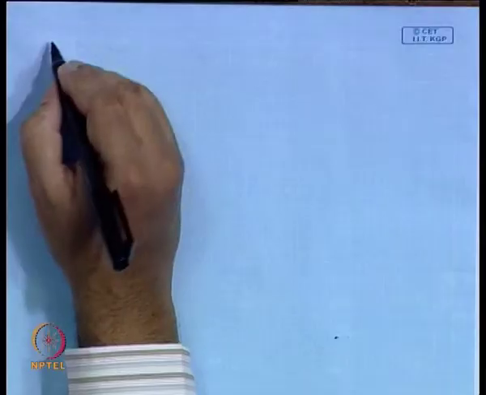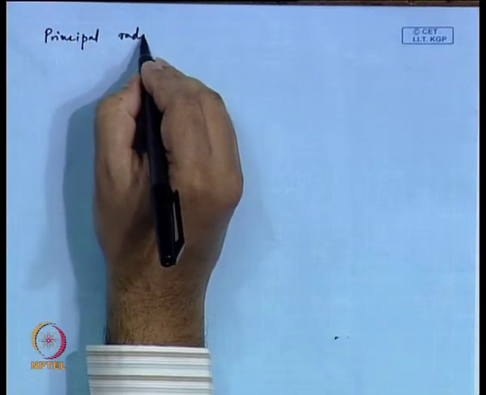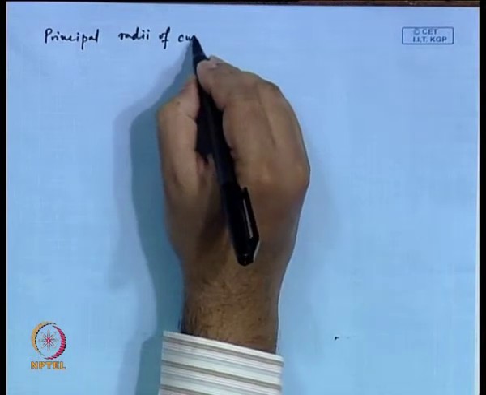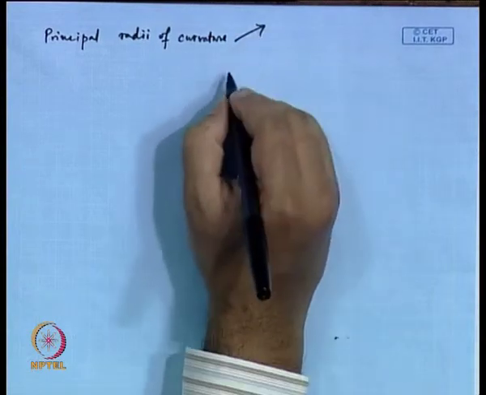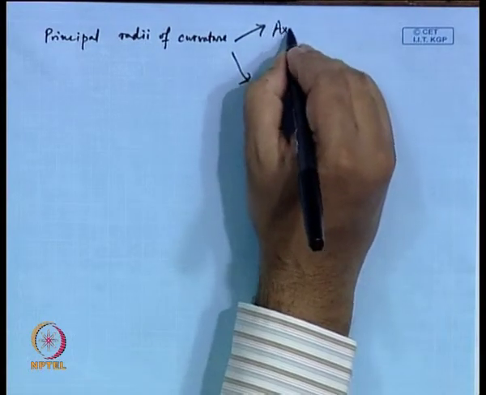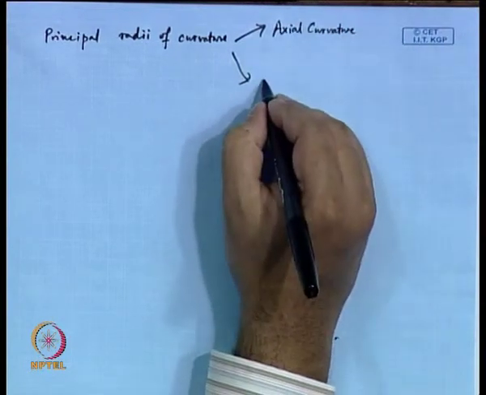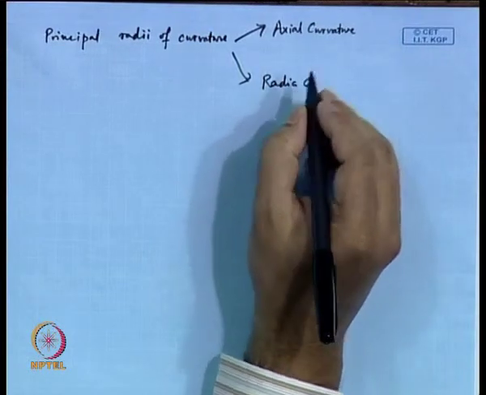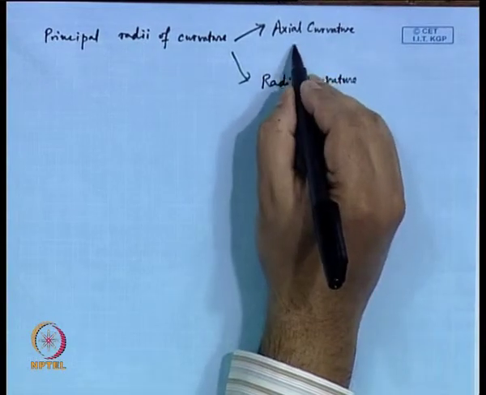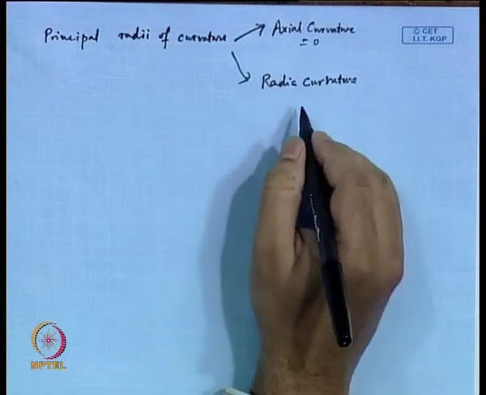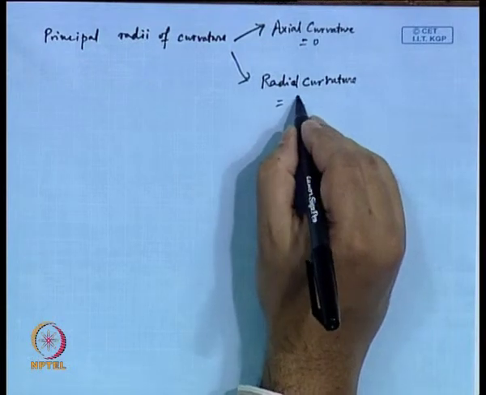When we talk about the principal radii of curvature, radii itself is plural, you have one which is axial curvature and the other one is radial curvature. The axial curvature for the cylinder is equal to 0, and the radial curvature is equal to the radius of the cylinder.